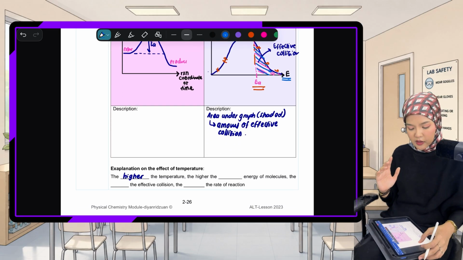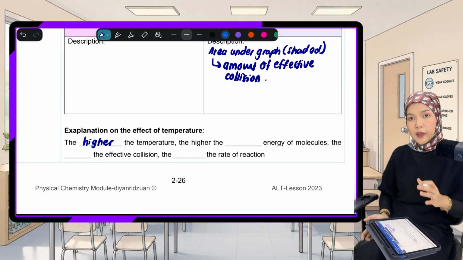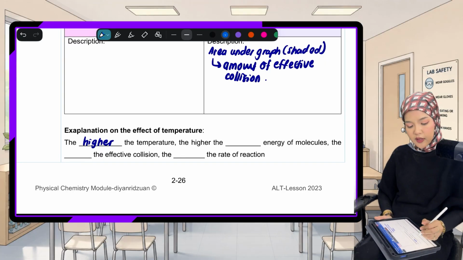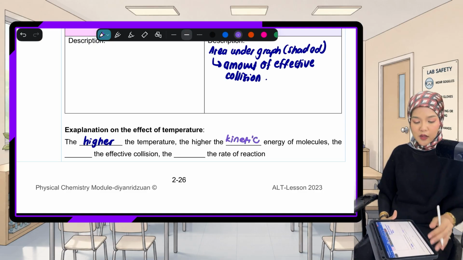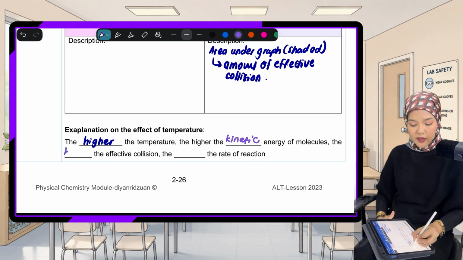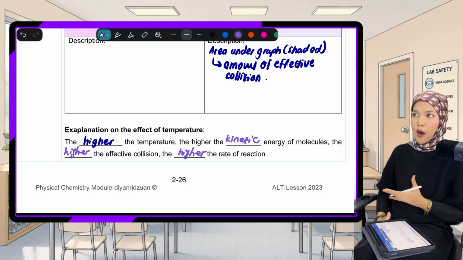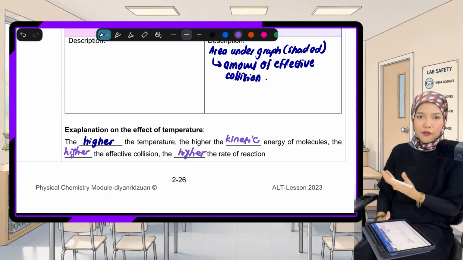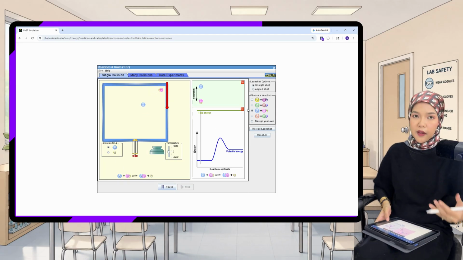Let me just mention a little about this. What happens when we increase the temperature? The higher the temperature, the higher the kinetic energy of molecules. So there will be more effective collisions, and then a higher rate of reaction. So you can see how the temperature will affect the collision. So far, I hope that you understand.